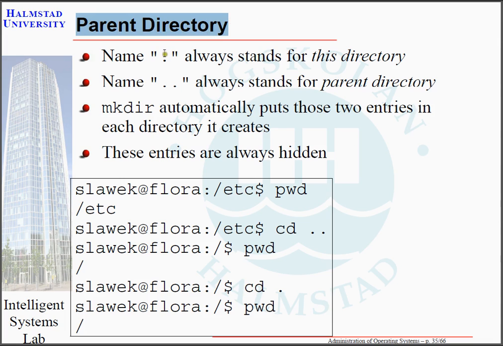Again, I've talked about the dot and double dot directories before. They don't show up on their own. It's just the mkdir command that automatically puts them in each directory that it creates. And obviously those entries are always hidden, they start with a dot. So if you just try to do something like cd dot, you will stay in the same directory. If you do cd dot dot, you will go to the parent directory.